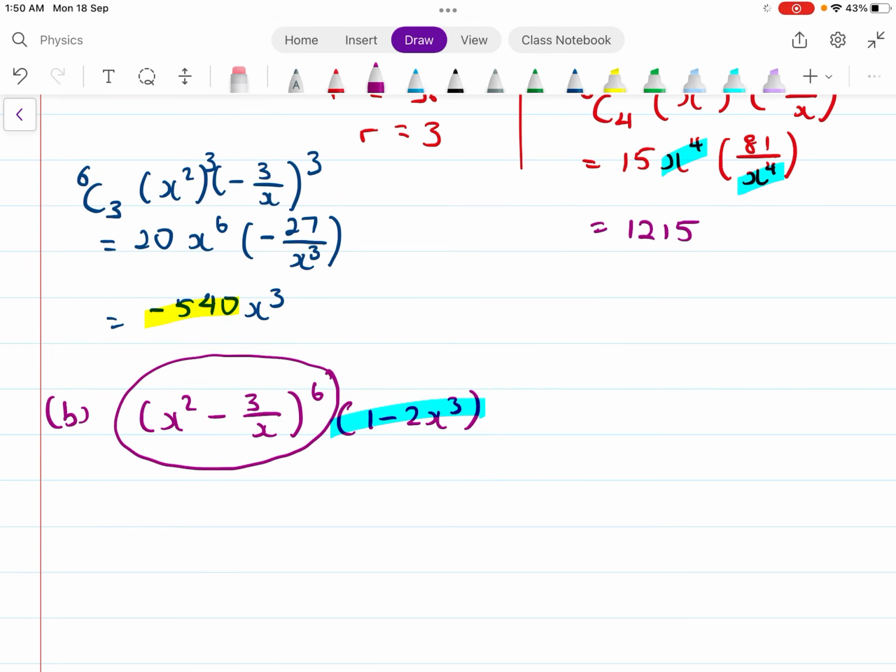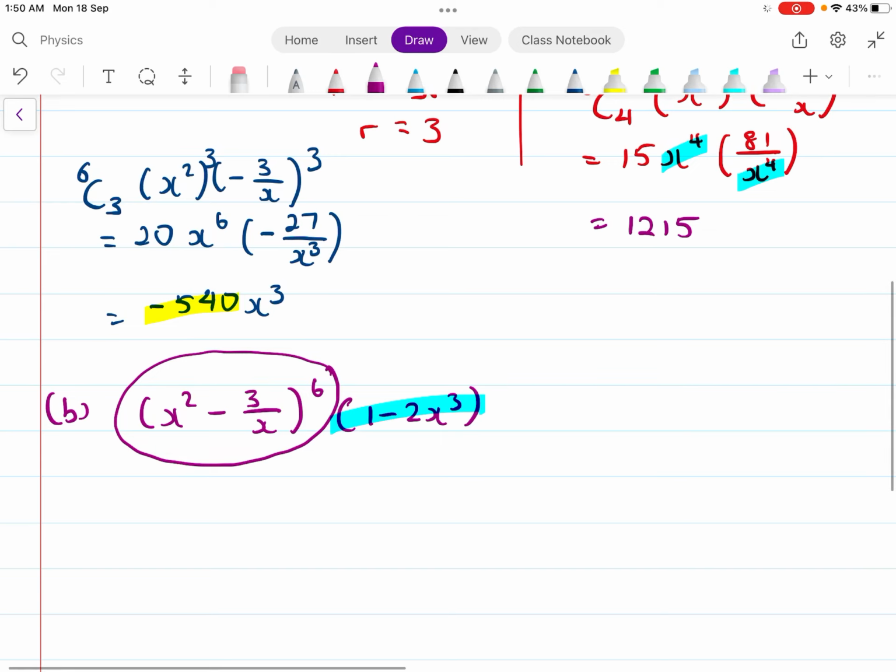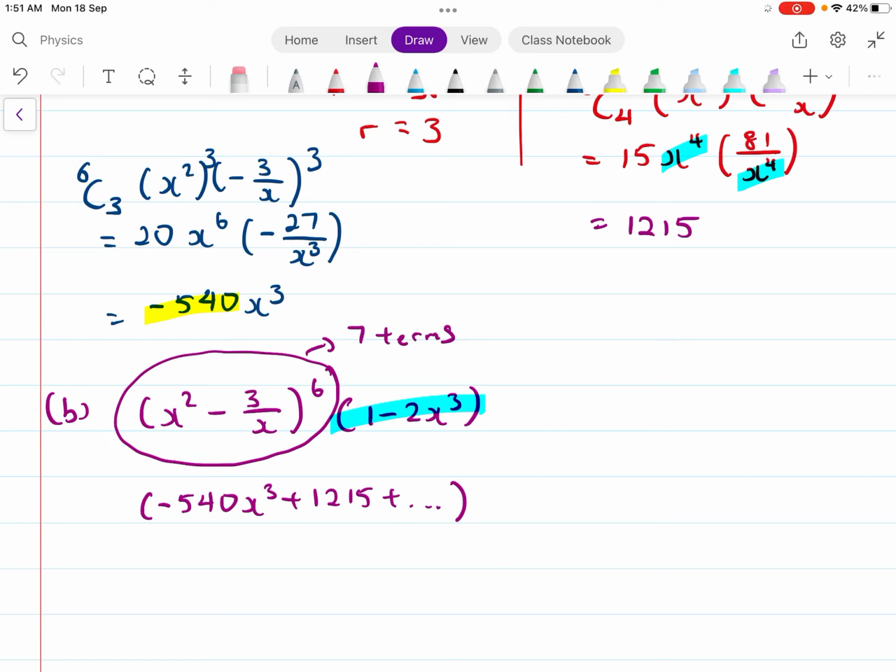Okay, so using the two terms, for example, negative 540 x cubed plus 1215 plus dot dot dot. Because you must put the plus dot dot dot because these are not the only two terms. So there are about 7 terms for this. So there are 7 terms. Okay, so with this, continue on 1 minus 2x cubed and put a bracket.